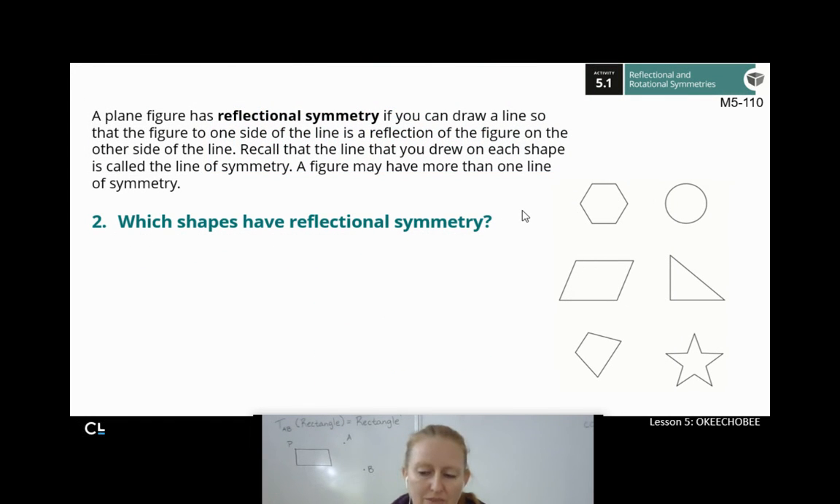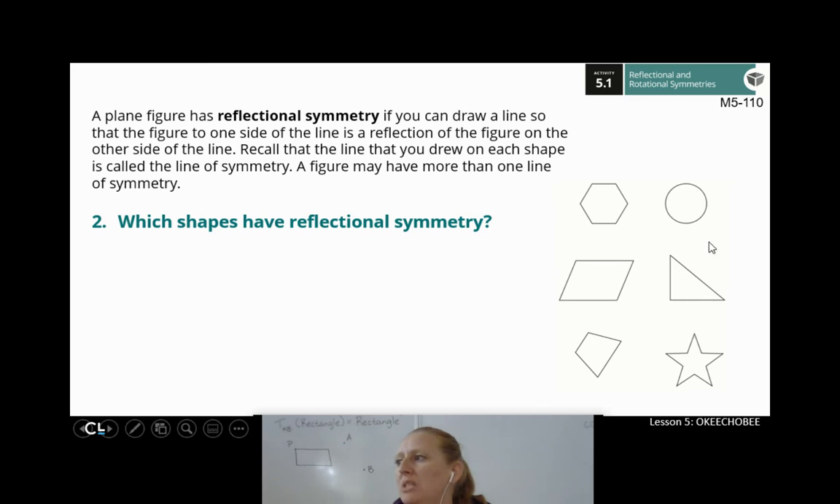Let's talk. Reflectional symmetry. A plane figure has reflectional symmetry if you can draw a line so that the figure to one side of the line is a reflection of the figure on the other side of the line. Sometimes we call it line symmetry, so be aware of that. And of course, we call it line symmetry because we're literally drawing a line that shows that the one side is symmetrical to the other side.